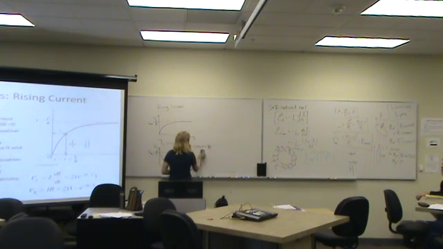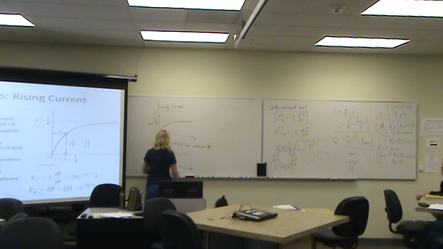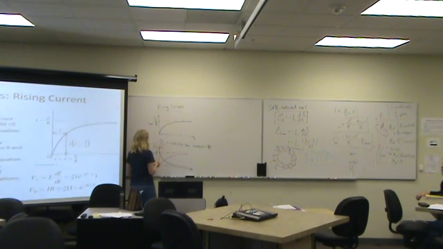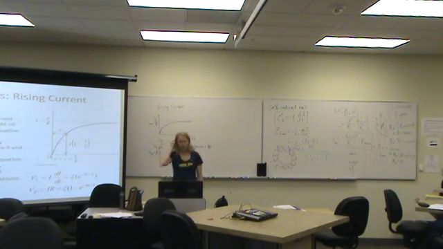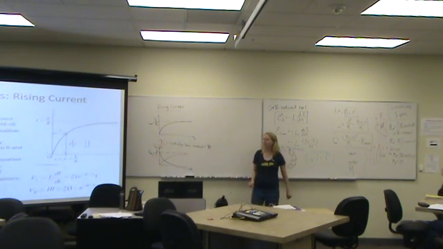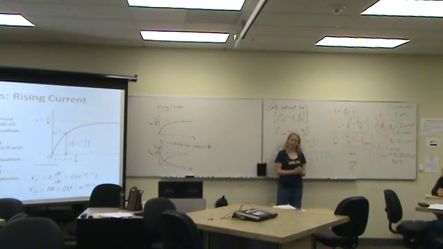Actually, those are two plots I could put on the same graph since they've got the same units. And then you can really see that they're always in opposition to each other. Okay, so that's the rising case. Any questions about RL circuits so far?